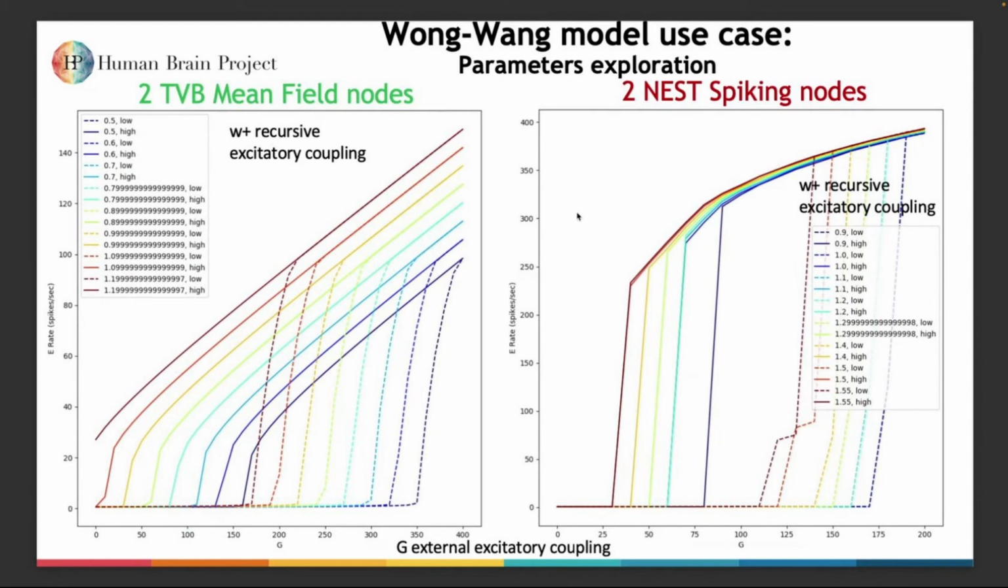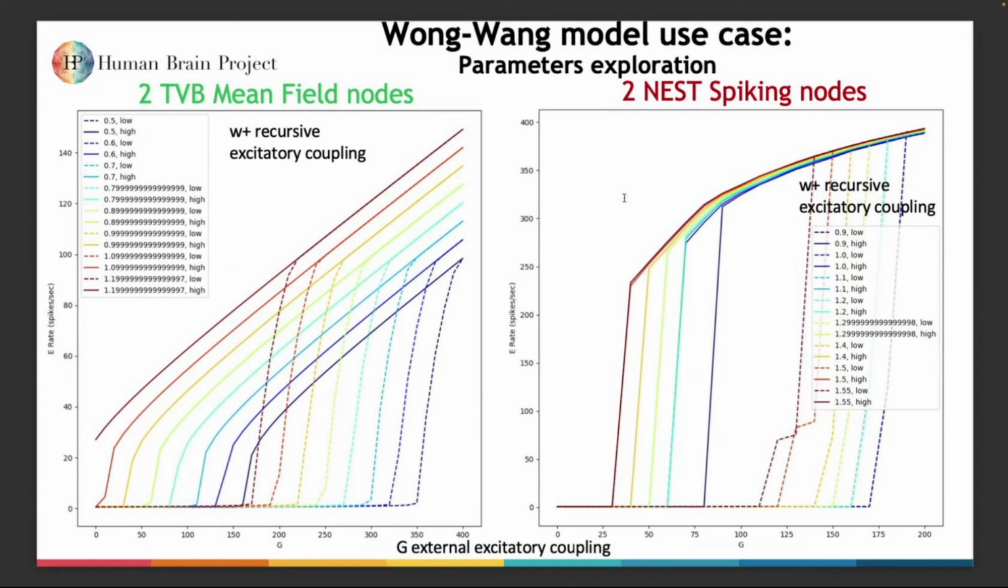But what you see here is two things. First of all, for the same pairs of sets of parameters, the bifurcation points are different. For instance, if we take a color, let's say the green one, here the bifurcation happens at value 50. And here the green one that happens at value 50 actually corresponds to a different W plus parameter. So there is a quantitative difference between the parameter values.